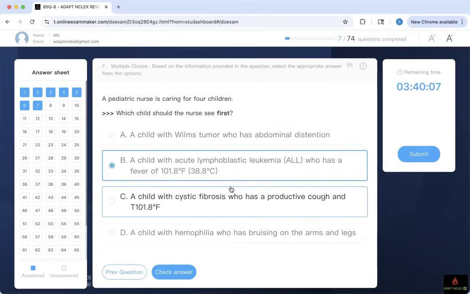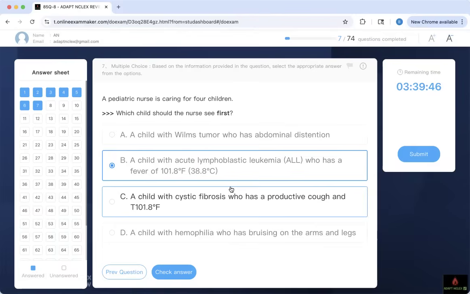Wilms tumor, you're going to have abdominal distension from the tumor. It's a small tumor in the kidney for a young kid, right? It's similar to pheochromocytoma in adults. Well, you're going to have abdominal distension. It's expected. Cystic fibrosis, you have recurrent lung infection, so you always have fever.